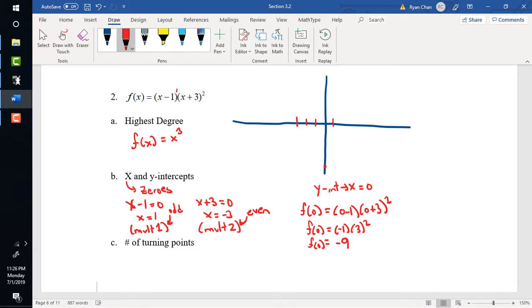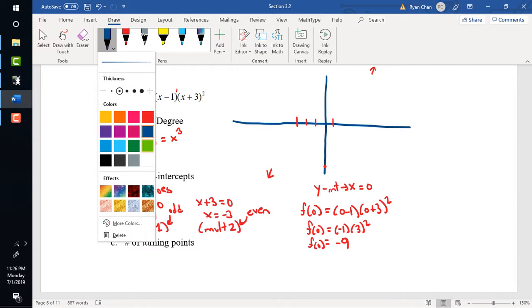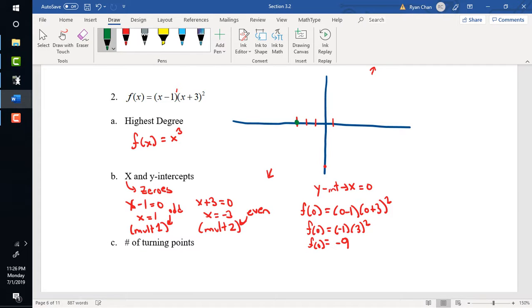Let's talk about this. I know my ends. My end behavior is it's going to go down when it's coming from the left, and it's going to go up when it's going to the right. I also know that I have a zero at negative 3, 0. I have a y-intercept at 0, negative 9. This is an approximation, and a 1, 0 here. Now, I also know negative 3 is even.